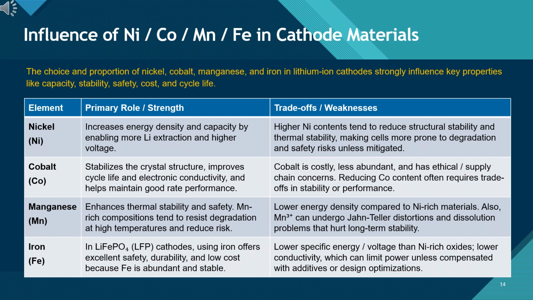Influence of Ni/Co/Mn/Fe in cathode materials. By adjusting how much nickel, cobalt, manganese, or iron is used in the cathode, battery chemists balance energy versus stability. Increasing nickel content raises energy density and capacity, but makes the cell more fragile and less thermally stable. More manganese or iron improves safety, lifespan, and structural stability, but lowers energy density.